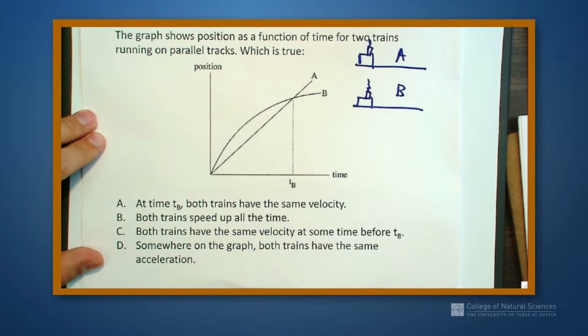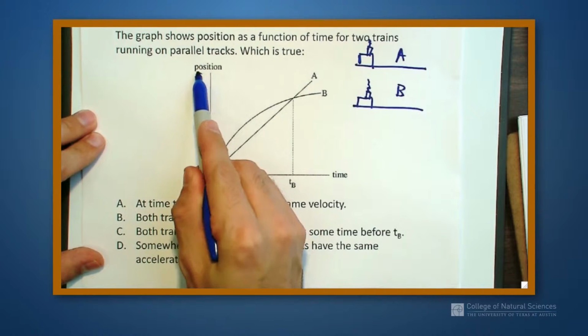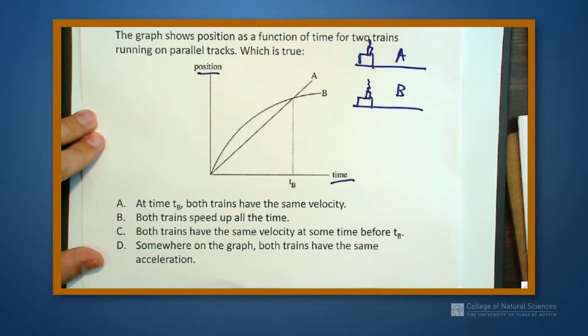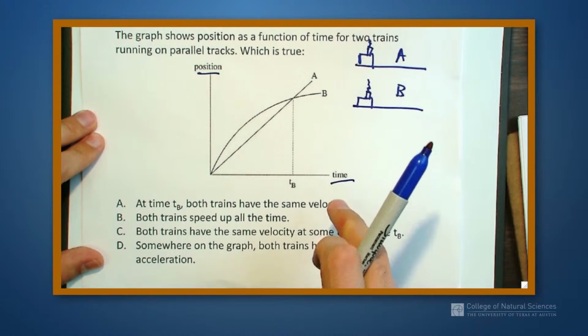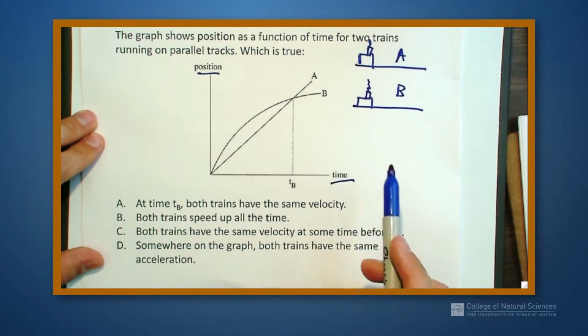Well, let's just go through these and see which ones are true, which ones are false. So this is a position versus time graph. We always want to check our coordinates to make sure that we know what graph we're looking at. Sometimes we get position versus position, sometimes velocity versus time. This is a position versus time graph.